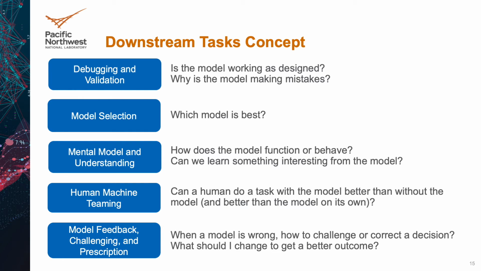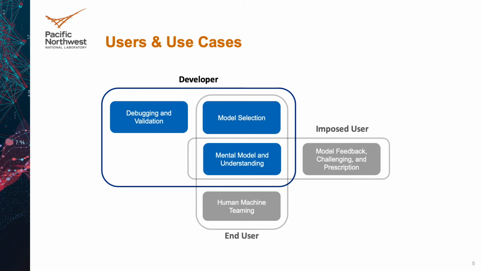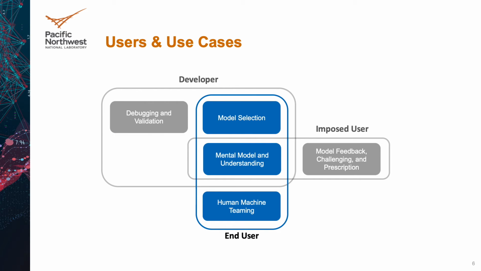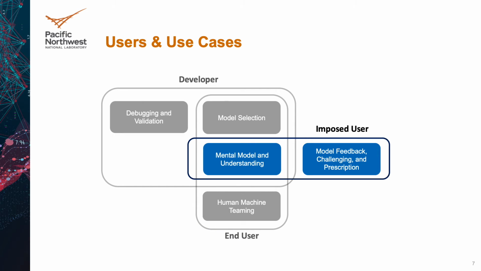Number 5, model feedback, challenging, and prescription, where users are affected by a model's decision and may want to challenge that decision, correct the model when it's wrong, or even learn what to change about themselves to get a better outcome. The model developer may consider each of the first 3 use cases: model debugging and validation, model selection, and mental model and model understanding. In contrast, end users will typically participate in model selection, mental model and model understanding, or human-machine teaming. Model feedback, challenging, and prescription is of greater concern to imposed users, though they may also be interested in mental model and model understanding.